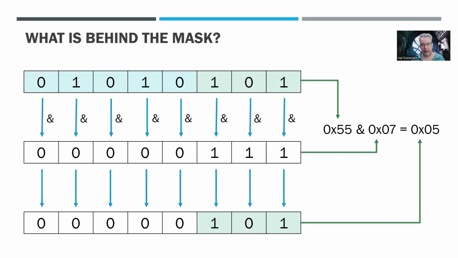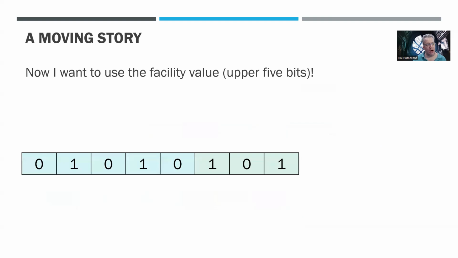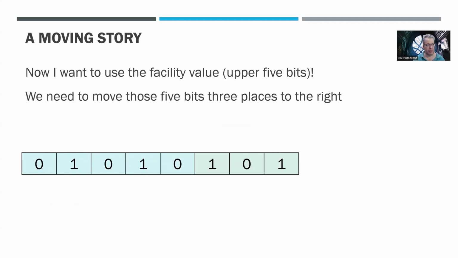Okay, so that's a very simple example of a mask. You use ones for the part that you want to keep, and you use zeros for the rest that you don't want. Now let's do the other one. I want to now get at the facility value in the upper 5 bits. So that means I need to take these 5 bits and create a byte with those 5 bits shifted down to the right here, overwriting these lower 3 bits. So we need to move the 5 bits at the top of the byte 3 places to the right. Call that a right shift.